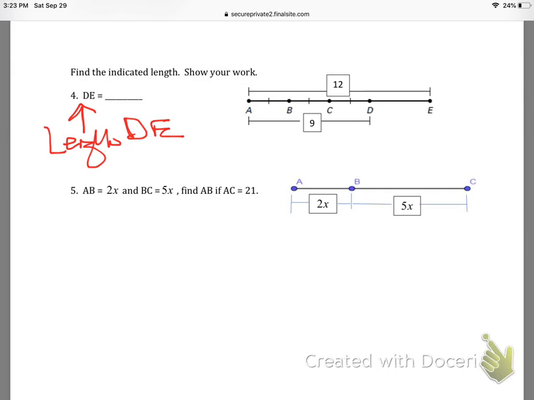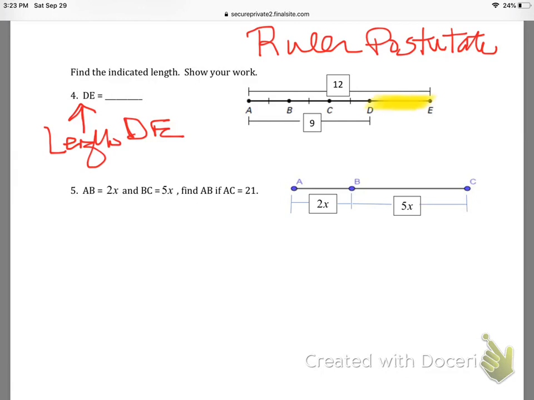For questions 4 and 5, we are going to use the ruler postulate that we learned about in class. The ruler postulate just means we're going to measure using what they've given us on the straight line. Let's see if we can identify where DE is. It looks like DE is right here where I'm highlighting. So they want that length. So far they've given me 2 other pieces.